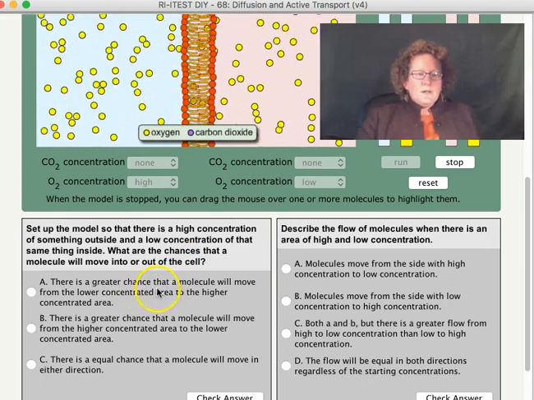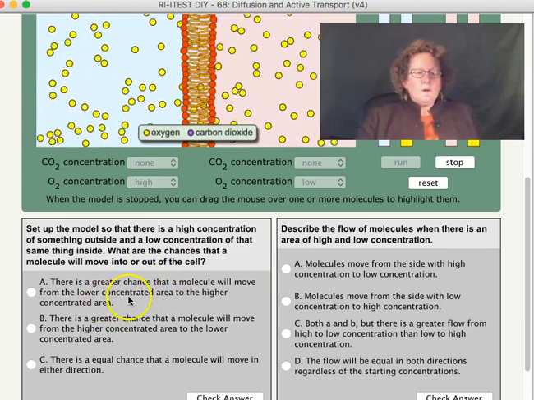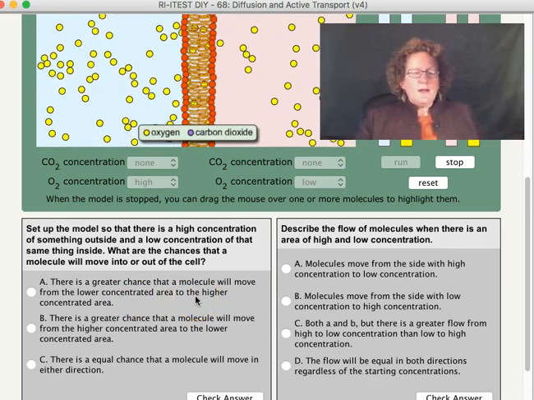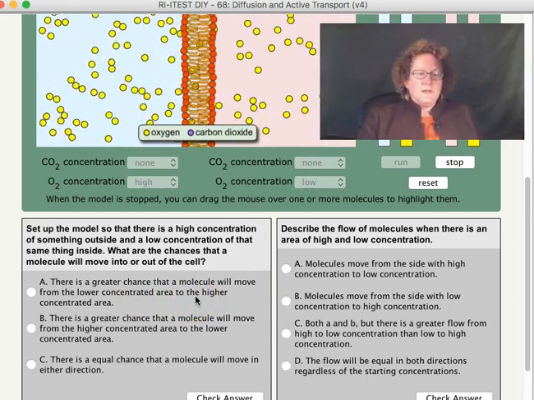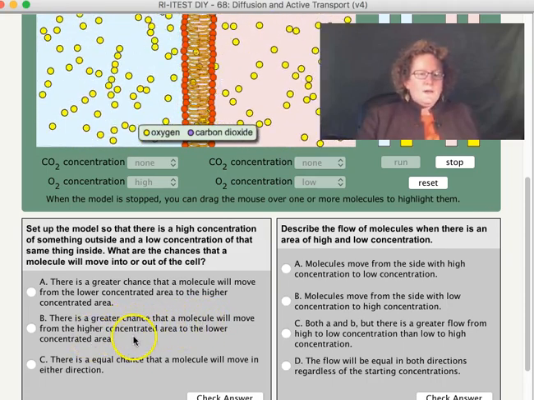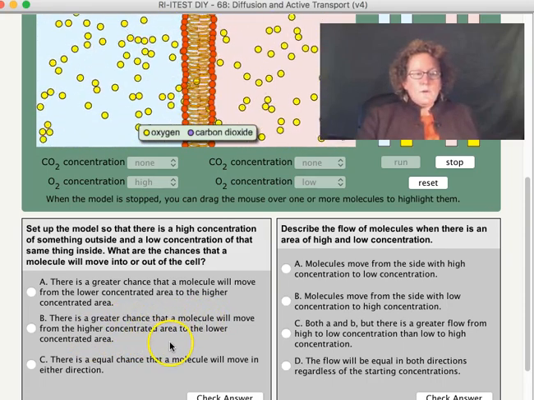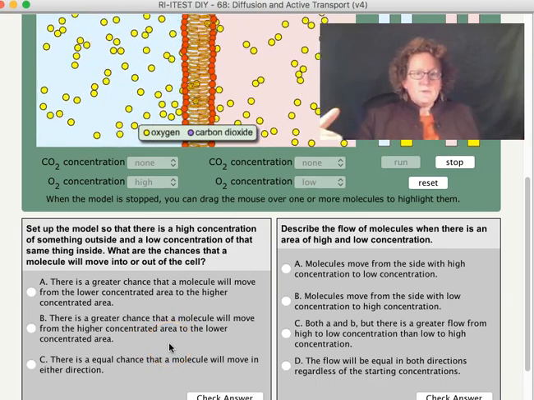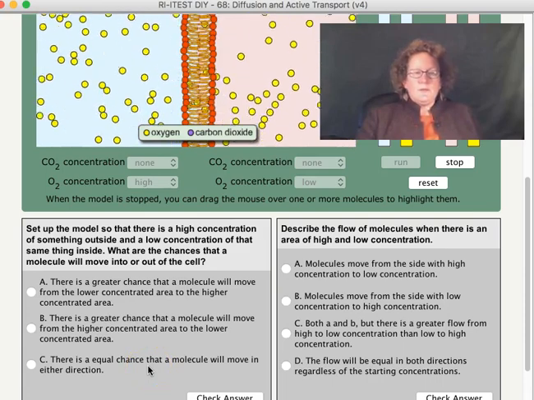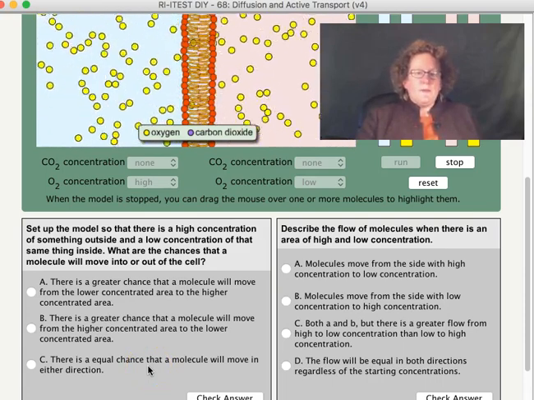Is there a greater chance that the molecule will move from lower concentrated to higher? That would mean that things are just going to get higher and higher on the high concentration side. Is there a greater chance that a molecule will move from higher concentration to lower concentration? That means things will even out. Or is it an equal chance that a molecule will move in either direction? I'll let you think about that one.